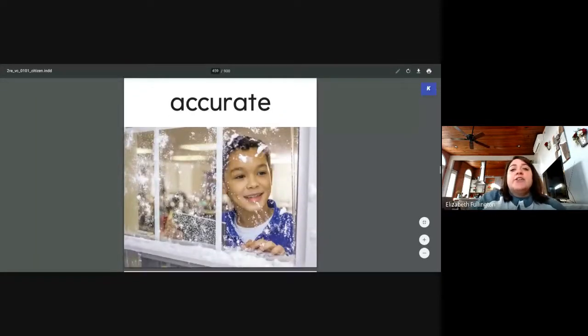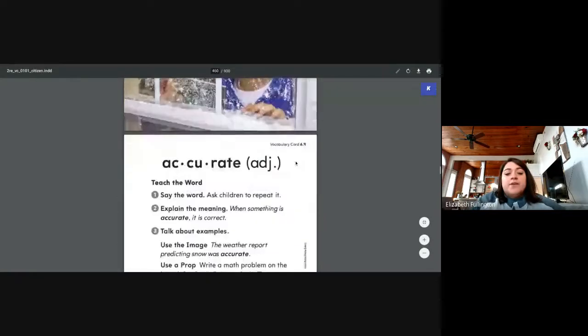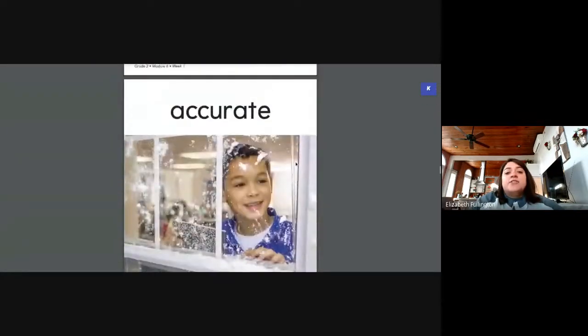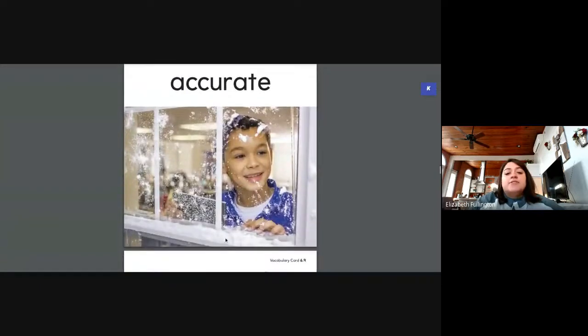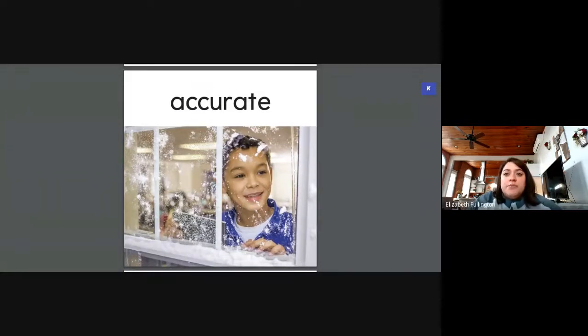All right, we're going to our last one for the sake of time. Everybody say accurate. So accurate is an adjective. It's a describing word. When something is accurate, it is correct. It says on the card, the weather report predicting snow was accurate. You can see based on the evidence that the snow is collecting on the window. So the weatherman was accurate about the weather report. Good job.